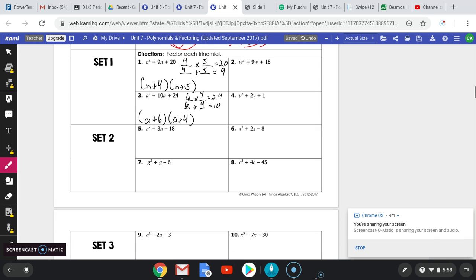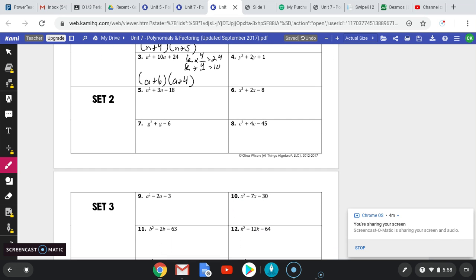All right, let's look at the second set. The difference here is that the c term is negative. So you're figuring out what two numbers multiply to give you negative 18, and those same two numbers add to give you 3. Now, one thing you want to think about here is, in order to multiply to a negative number, what does one of the numbers have to be? That's right, one of the numbers has to be negative.